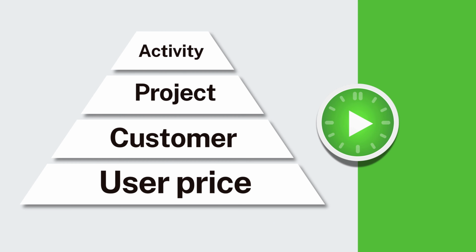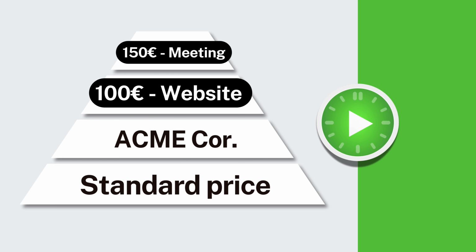Think of it as a pyramid. Your default user rate at the bottom, customer rates above that, project rates higher still, and activity rates at the top. The most specific rate always wins. So if you set a project rate of 100 euros, but an activity rate of 150 euros for meetings, those meetings automatically bill at 150 euros. This means premium work gets premium pricing without you thinking about it.